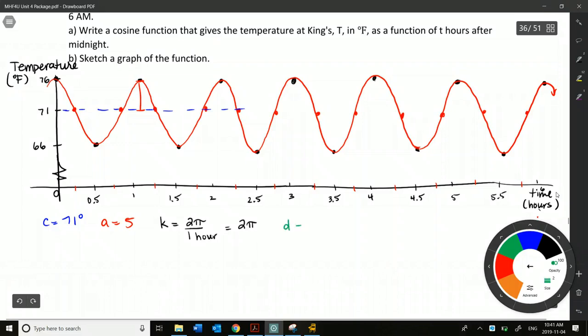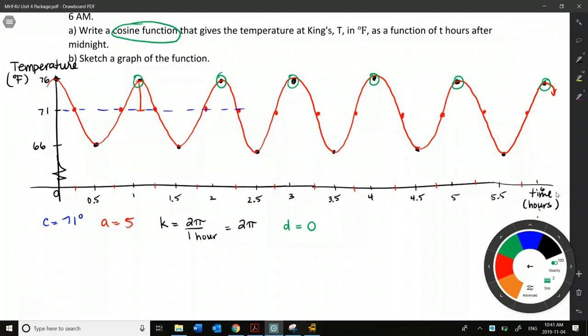And the D value. So this asks us about a cosine function. D equals 0. So we could say 0. We could say 1 to the right, 2 to the right, 3 to the right, 4 to the right, 5 to the right, 6 to the right, right? There's infinite maximums that we could say here.